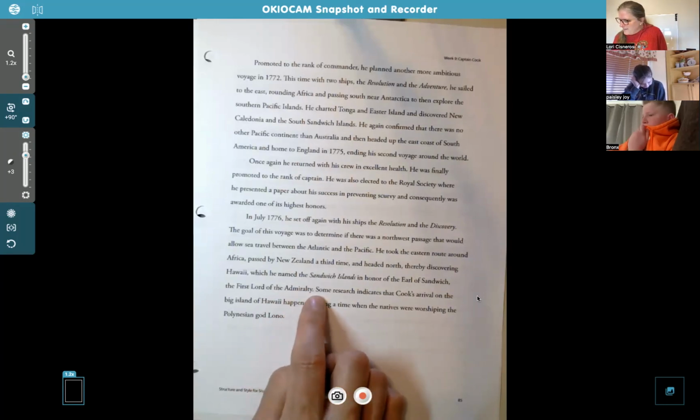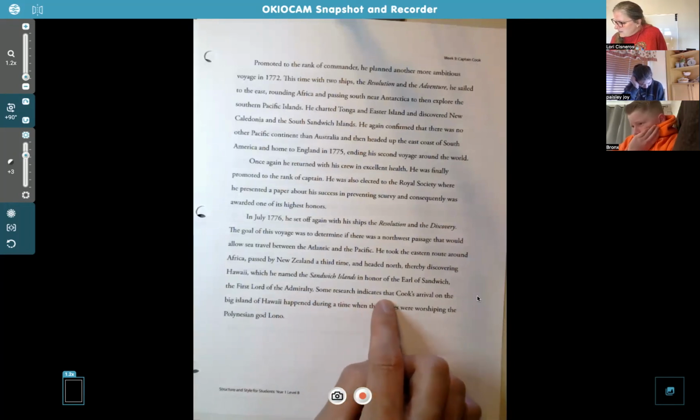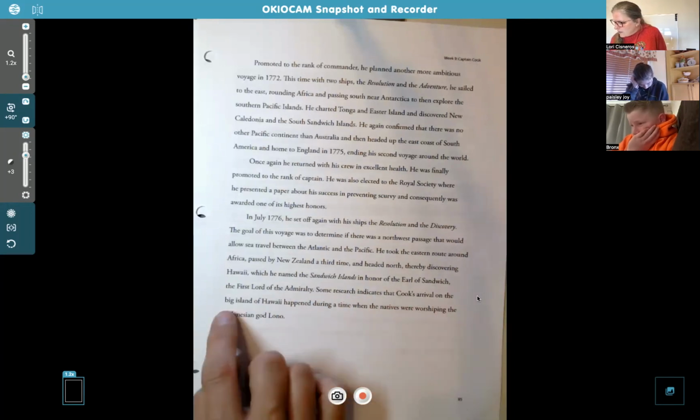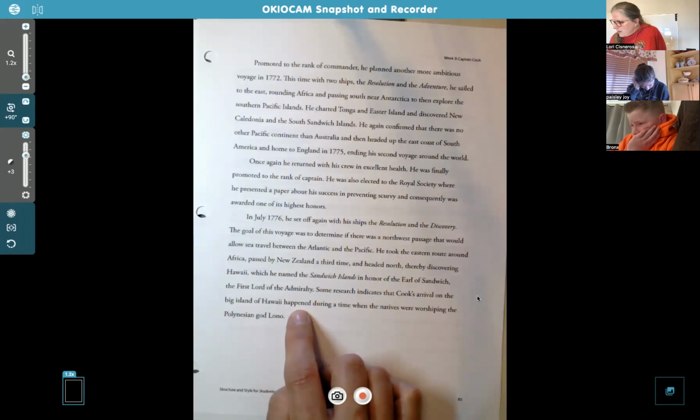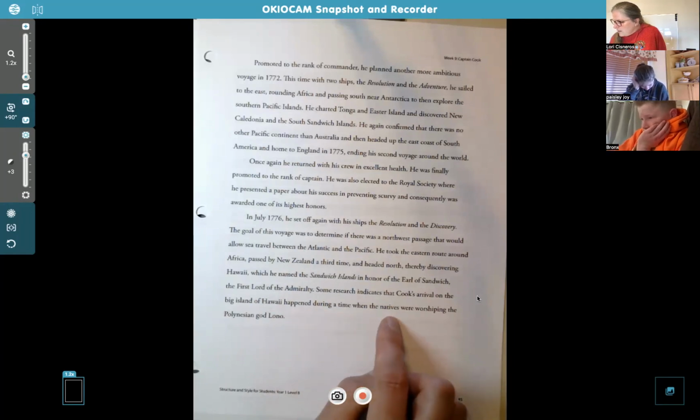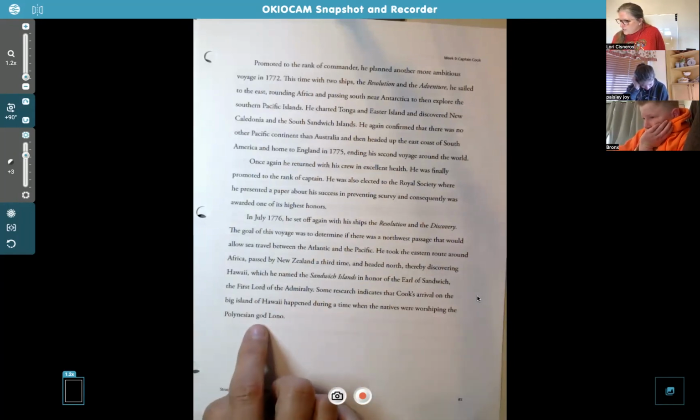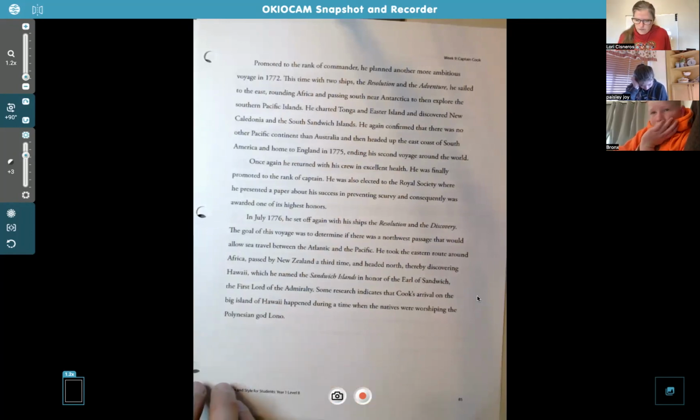I'm not saying that right. Some research indicates that Cook's arrival on the Big Island of Hawaii happened during a time when the natives were worshiping the Polynesian god Lono. And that was long, but that was interesting.